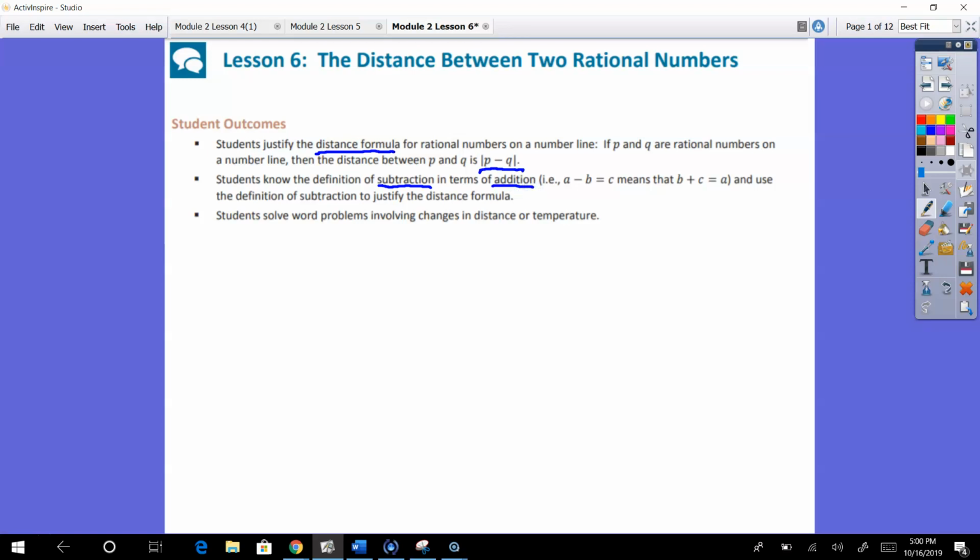Because our formula has the subtraction sign in it. Yesterday we were talking in lesson 5 that we do addition of the additive inverse instead of subtraction. And so that's what we're talking about here. And then students solve word problems. So we're going to be looking at word problems dealing with changes in the distance or temperature.